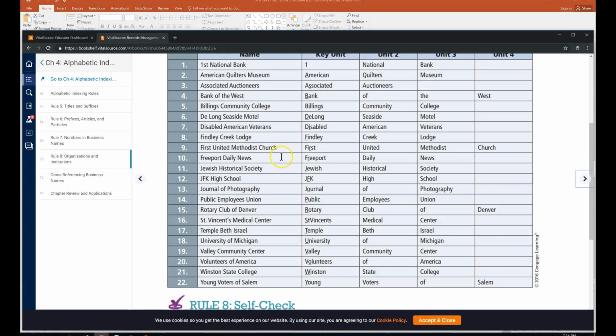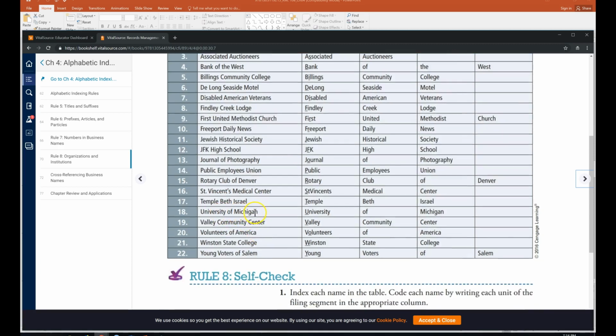Finley Creek Lodge. First United Methodist Church, Freeport Daily News, Jewish Historical Society, JFK High School. JFK has no spaces, so remember our rule, we leave them together as one unit. Journal of Photography, Public Employees Union, Rotary Club of Denver, St. Vincent's. We have an article here. We put it with the name that follows it. Temple Beth Israel, University of Michigan, Valley Community Center, Volunteers of America, Winston State College, and Young Voters of Salem.